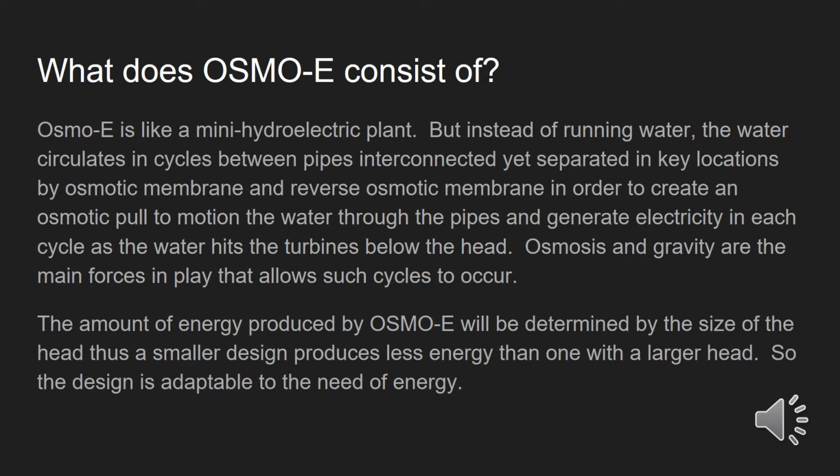Clean, renewable energy 24/7. Osmo E is like a mini hydroelectrical plant without the need of running water. Here, water instead cycles through interconnected pipes with the help of the laws of physics, such as osmosis, gravity, and Poiseuille's law, mimicking how the blood circulates through the cardiovascular system in the human body.